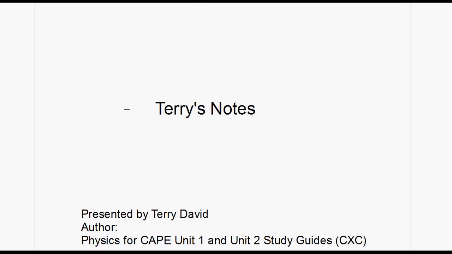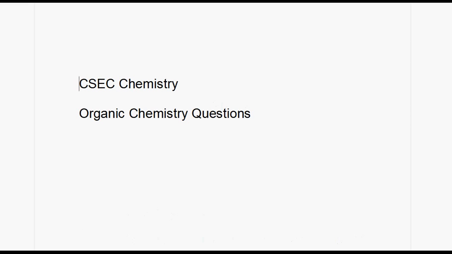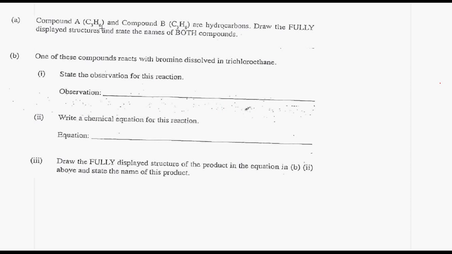Welcome to another episode of Terry's Notes, and today we are going to be looking at some organic chemistry questions. In this first question, we have compound A with formula C3H6. We have compound B with formula C3H8, and they are hydrocarbons, meaning that they have carbon and hydrogen only. Now the first part asks for the fully displayed structures and the names of both compounds.